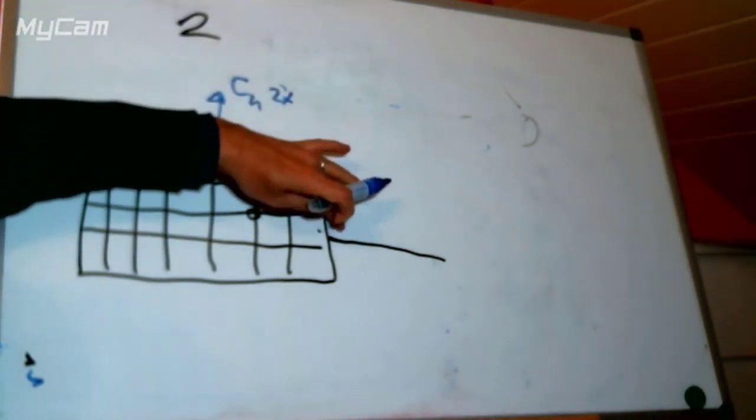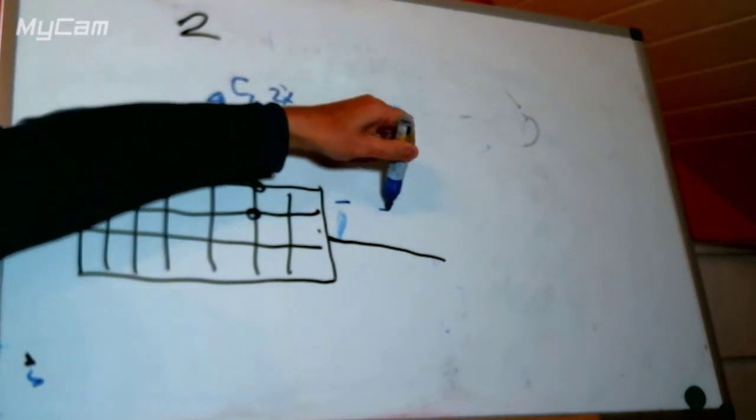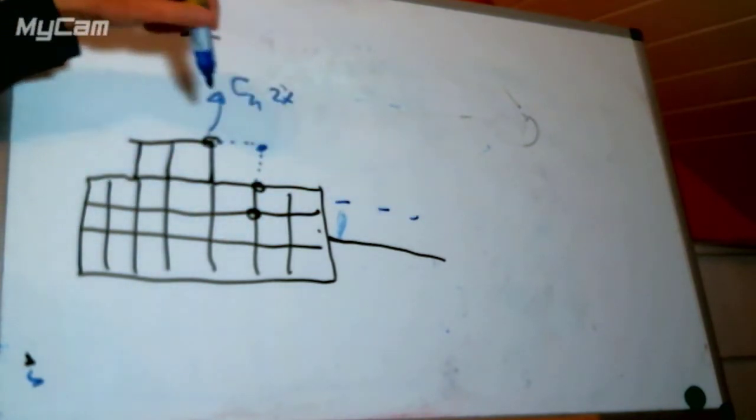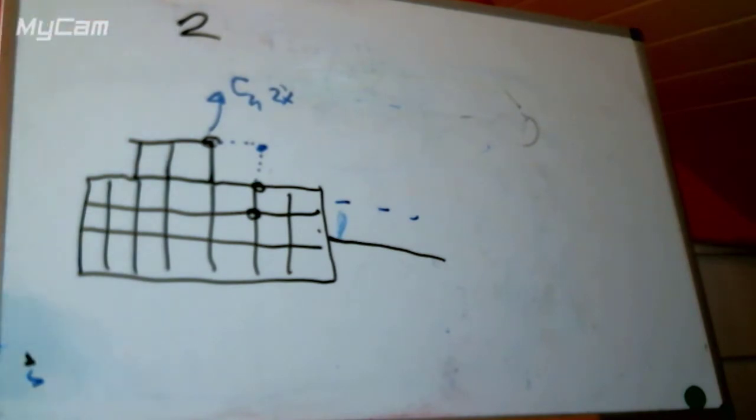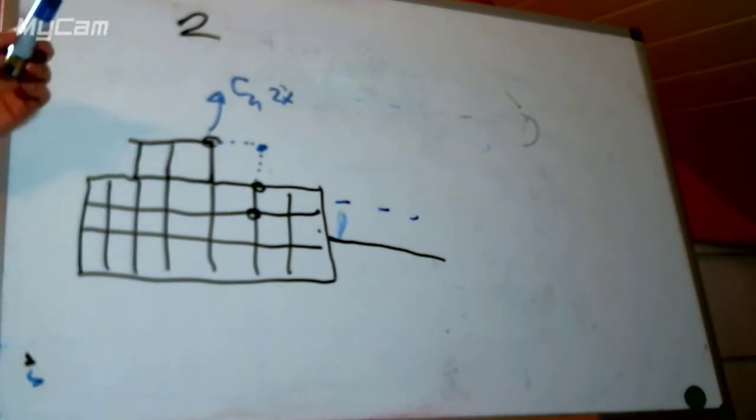Whoops, let me put the negatives the way around for you. So this is going to get negatively charged. And when it becomes negatively charged, the Nernst equation will start to react.